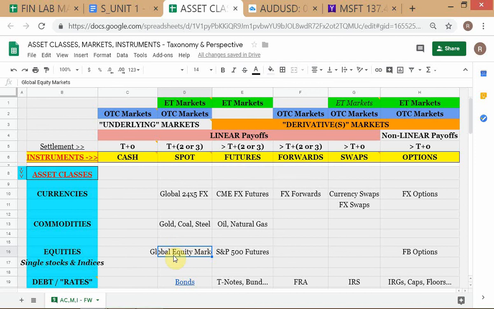Even if you're looking at the stock of Toyota Motor Corporation, that will go into this box, because most stock markets trade on a spot basis, and a common stock of Toyota Motor is not a commodity, it's not a currency, it is not debt, it is equities. That's why I wrote here: single stocks and indices. So it's clear, this is how you use the framework.